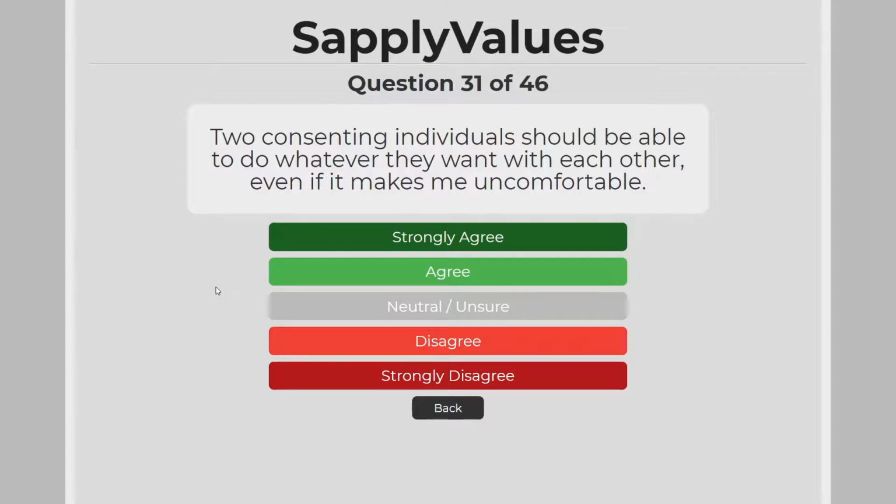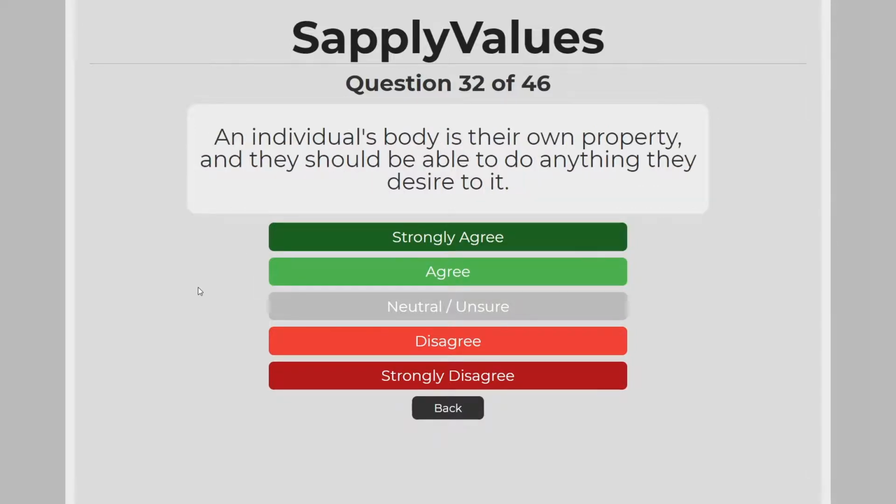Two consenting individuals should be able to do whatever they want with each other, even if it makes me uncomfortable. Strongly agree. I don't care what two people do consensually. It doesn't have any effect on me. An individual's body is their own property, and they should be able to do whatever they desire with it, or desire to it.